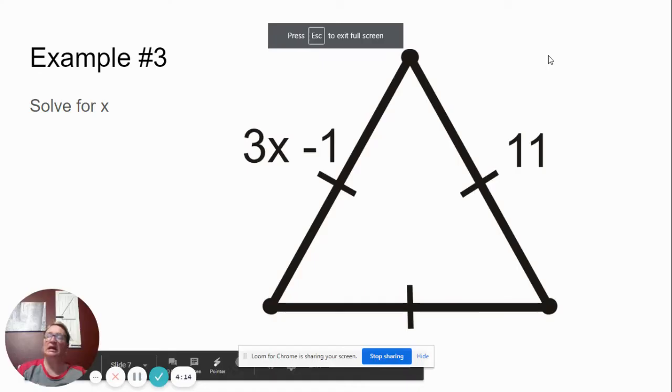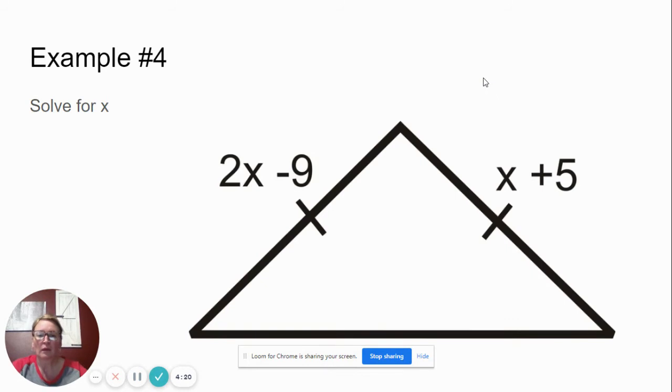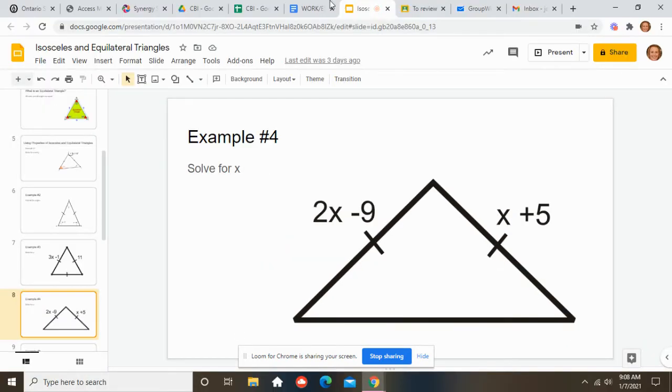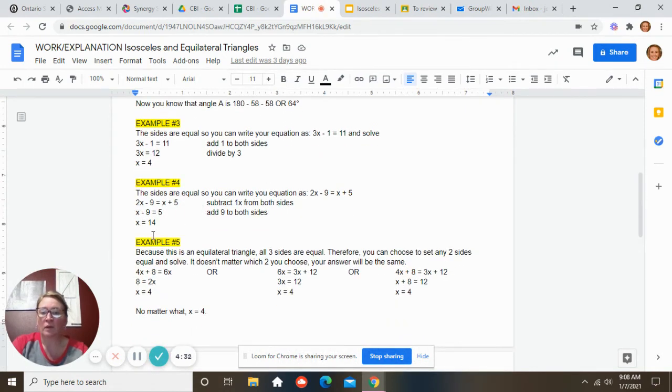Sometimes they are just going to be as simple as that. So don't think that you have to make it more complicated just because you think it's too simple. All right, so here's another one. Again, those two sides are equal, so that means we're going to set those two equal to each other. So if we pop back over here to example 4, we have 2x minus 9 is equal to x plus 5. We solve it and we find that x is equal to 14.